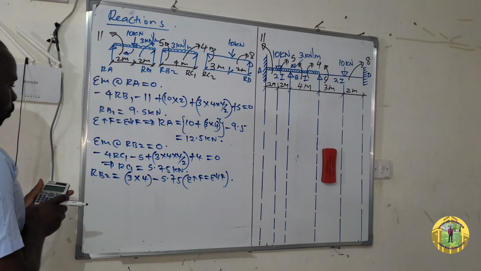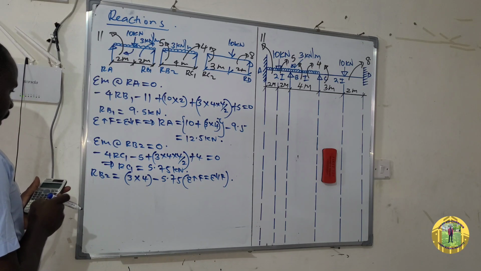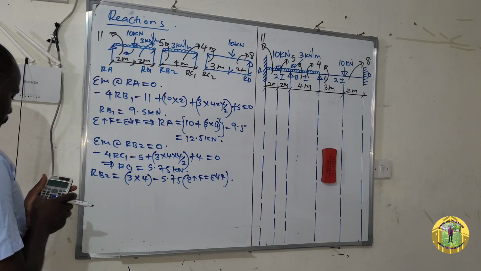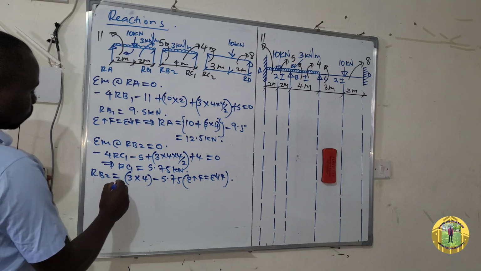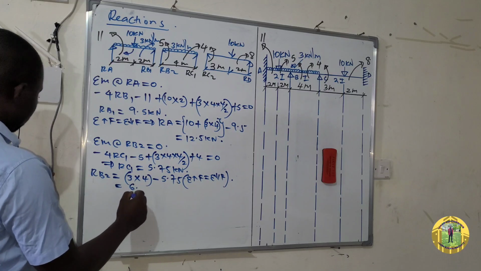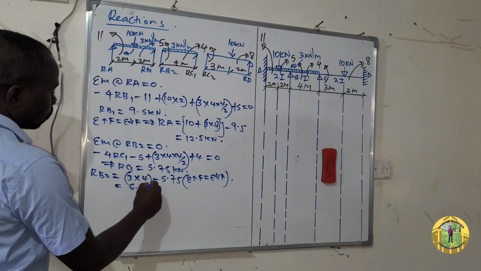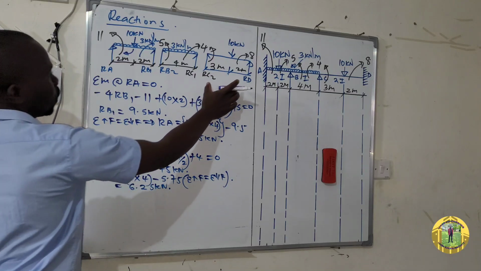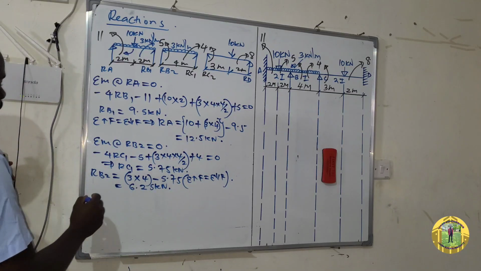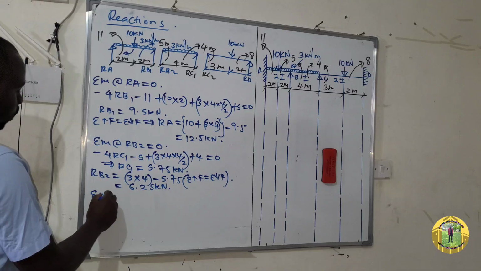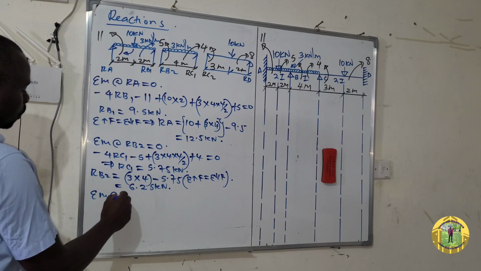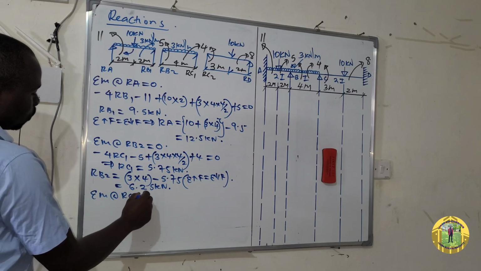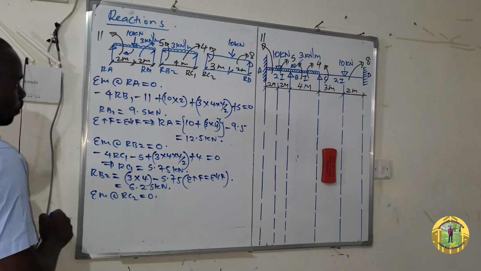So this is 12 minus 5.75. So this one is equal to 6.25 kilonewton. We proceed to this portion. So we'll say summation of moment at RC2 is equal to 0.